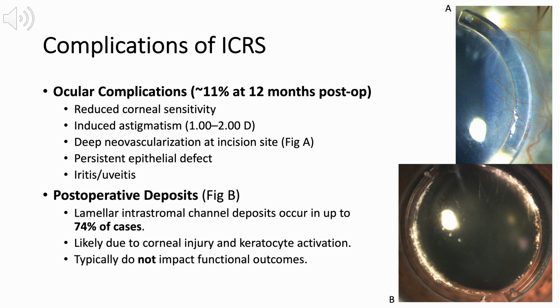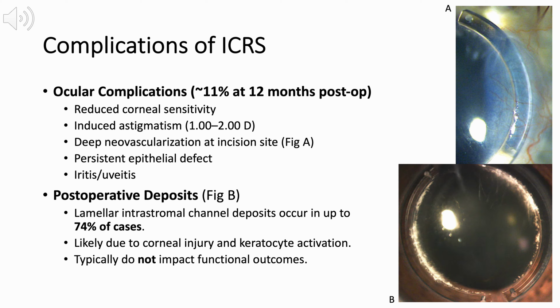Complications of ICRS extend beyond general and surgical risks. Around 11% of patients at 12 months post-op experience ocular complications such as reduced corneal sensitivity, induced astigmatism ranging from 1 to 2 diopters, or deep neovascularization at the incision site. This is demonstrated in Figure A, which shows vascular growth extending toward the implant. Other reported complications include persistent epithelial defects and inflammatory reactions like iritis or uveitis, which may require careful management to preserve corneal integrity.